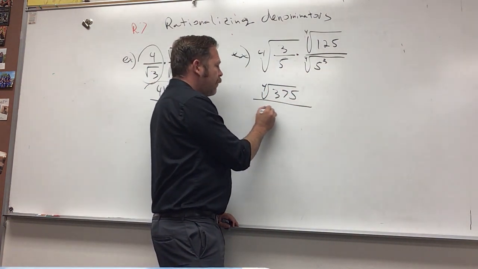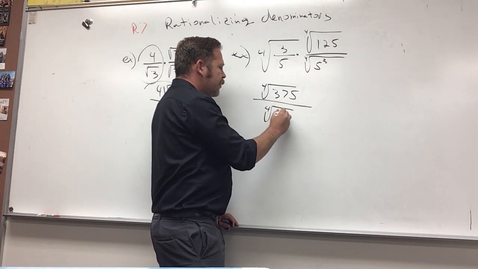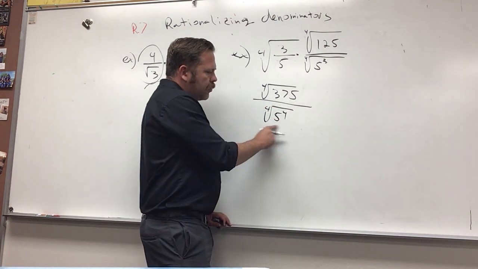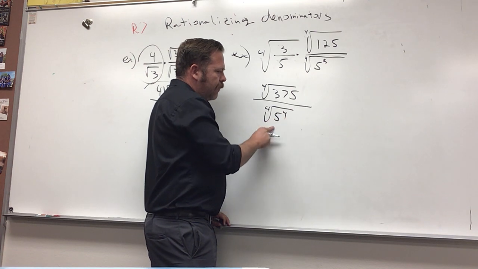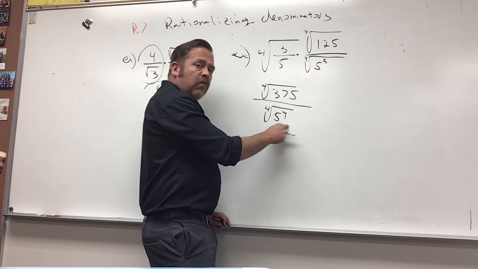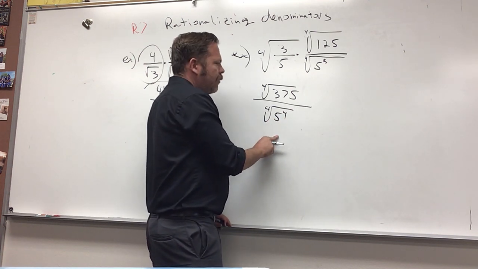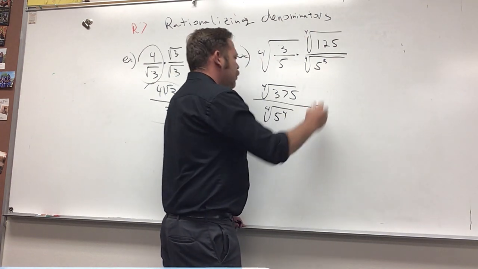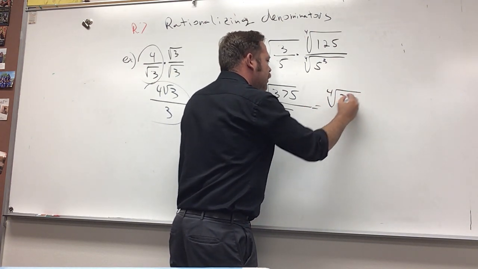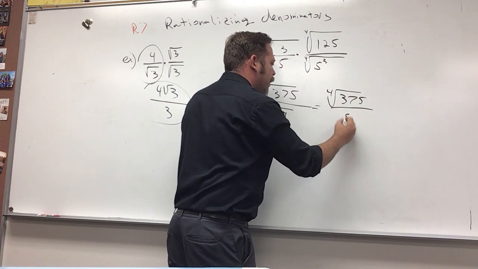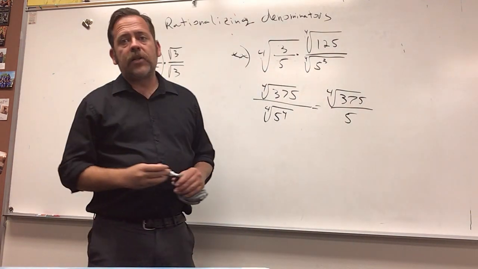On the bottom, I have the 4th root of 5 to the 4th. Well, now, do I have enough 5s to bring out a 5? Do I have enough 5s to rationalize that denominator to make it a rational number? I do. So I have the 4th root of 375 over regular 5. That's it, rationalizing the denominator.